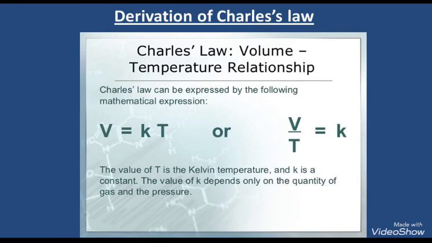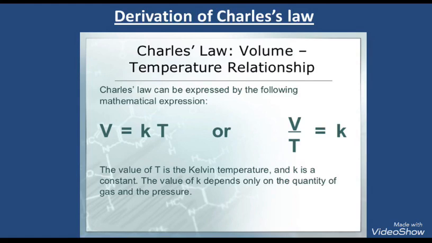How can we express the mathematical form of Charles' law? Charles' law can be expressed by the following mathematical expression. Volume is directly proportional to the temperature. This K represents a proportionality constant, or we can say that the ratio between volume and temperature is always a constant value in case of Charles' law.